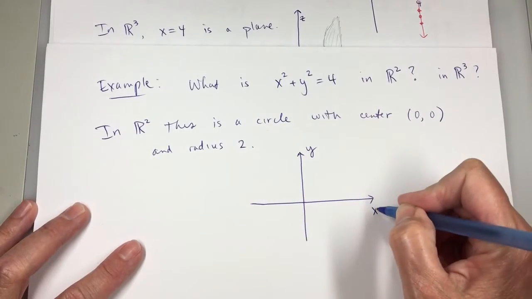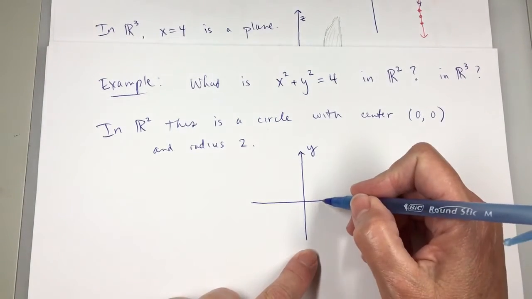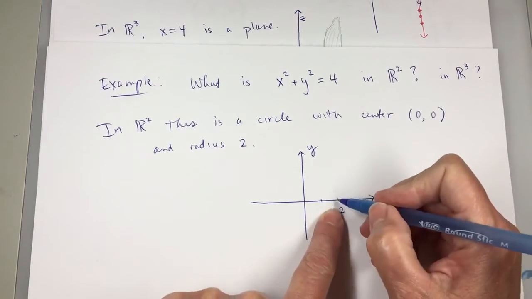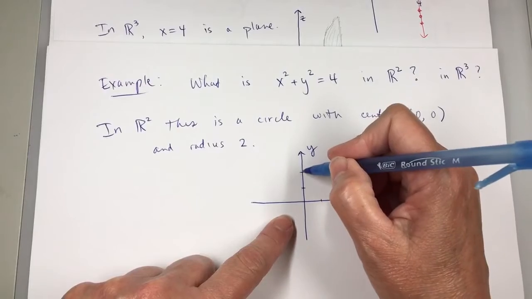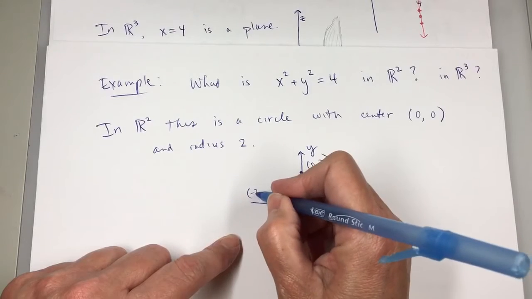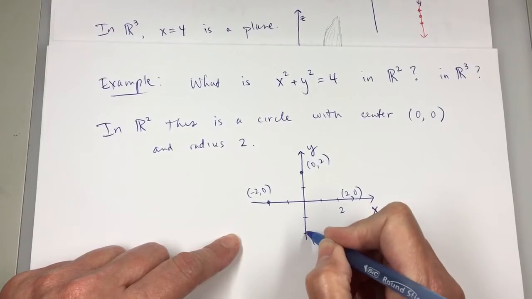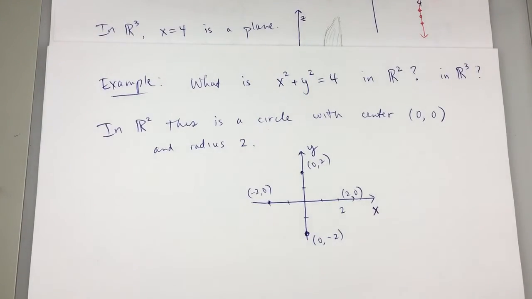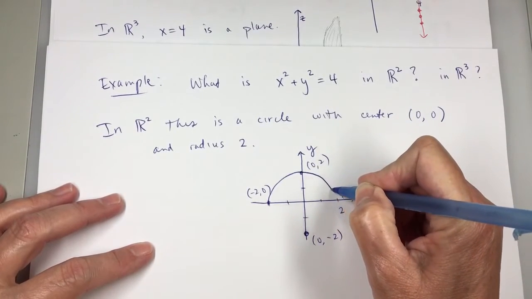In chapter 12, we'll do some things in 2 space. We'll do some things in 3 space. And for this circle, okay, 1, 2, there, this point's on the circle, 2, 0, and then 0, 2, negative 2, 0, and 0, negative 2. And I'll just sketch a circle. Sketching a circle can be tricky.